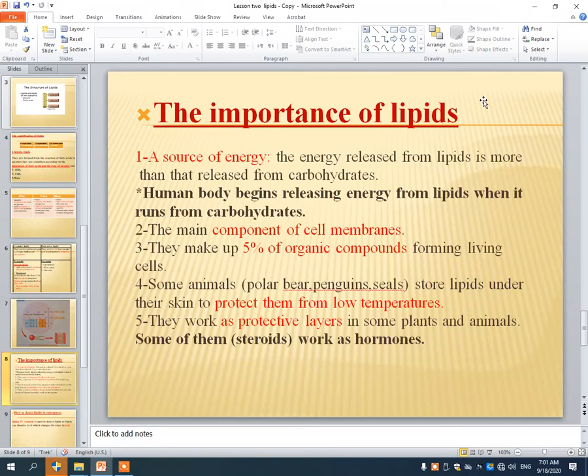Okay, number five, they work as protective layers. Protective layers like what? Like the wax that covers plant leaves to reduce losing water. And also, we can find lipids in some animals and humans, like steroids, and they also work as hormones.